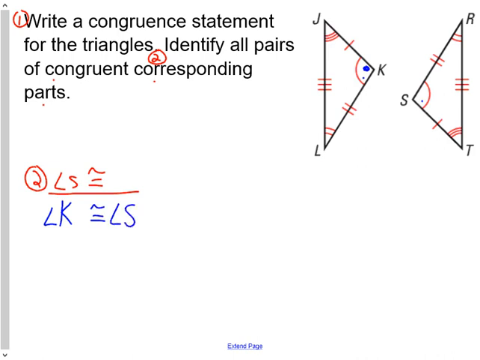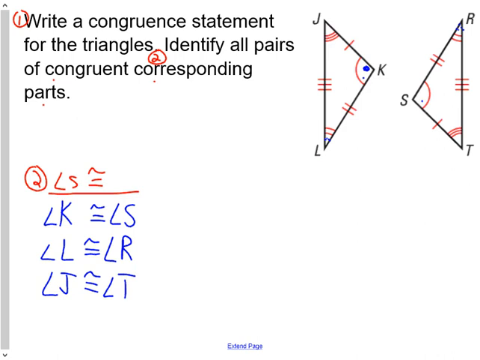Next, we'll go down to 2. Right here, L has 2 marks, and R has 2 marks. So notice they aren't the same orientation. Right, it's the one on the left that went down, but on the one on the right it goes up. And then what's our last letter left? Triangle 1, we've got angle J with 3 marks, congruent to angle T with 3 marks.